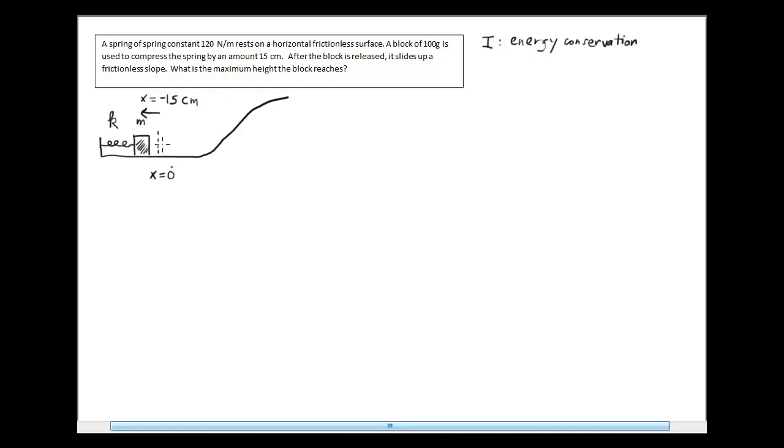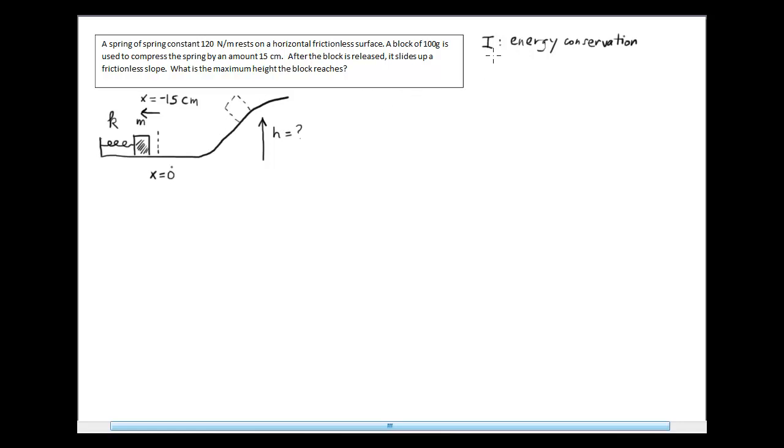It says, though, after the block is released, it slides up a frictionless slope, and what's the maximum height it reaches? So I will try to just draw here in dotted lines an outline of a place up on the slope where the block reaches its maximum height. And we would like to find what that height is. And I'll call it h. It's not a given thing in the problem, it's what we're trying to solve for. All right, so that's the basic idea here.